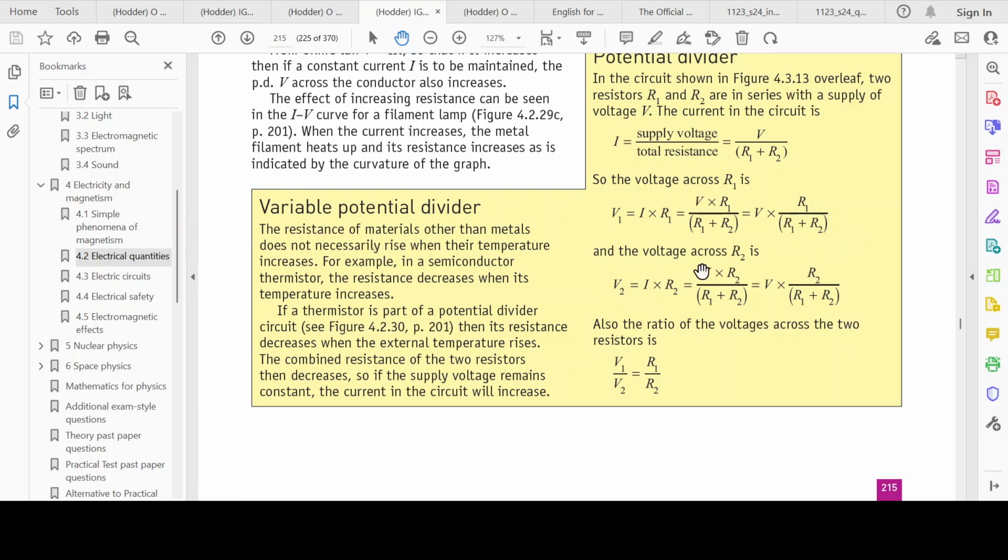And similarly, the voltage across the second resistor is the voltage multiplied by the resistance of the second resistor divided by the sum of the resistances. And so you can take a ratio of these, V1 over V2. I'll go to the whiteboard for a bit of clarity for this.